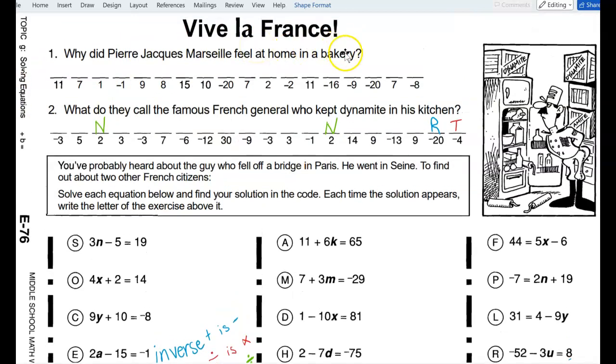Why did he feel at home in a bakery? What do they call the famous French general who kept dynamite in his kitchen?